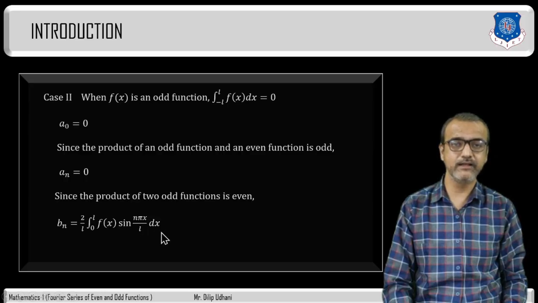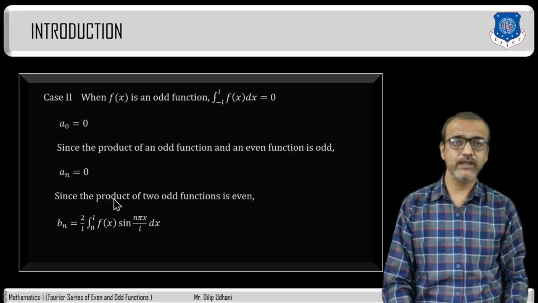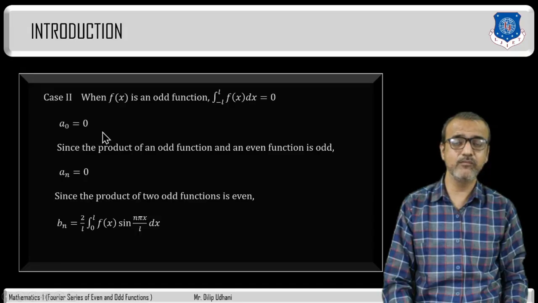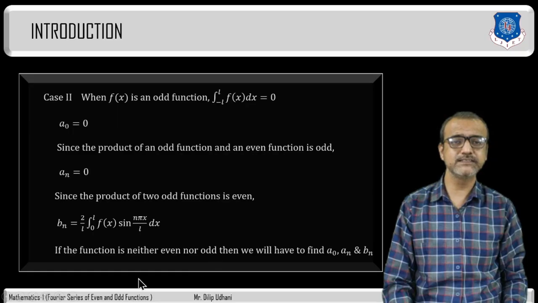x by L dx. Now, whenever you have been given interval minus L to L and f of x is an odd function and you are interested in finding its Fourier series, then definitely we will be having a0 equals to 0, an equals to 0, and we have to find only bn using this formula. But if the function is neither even nor odd, then what do we have to do? We have to find all the three, that is a0, an, and bn.